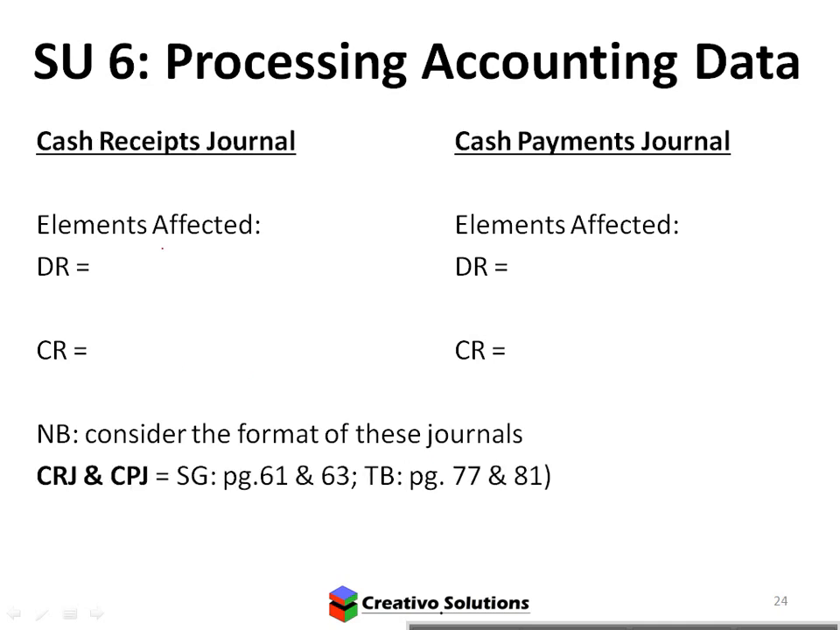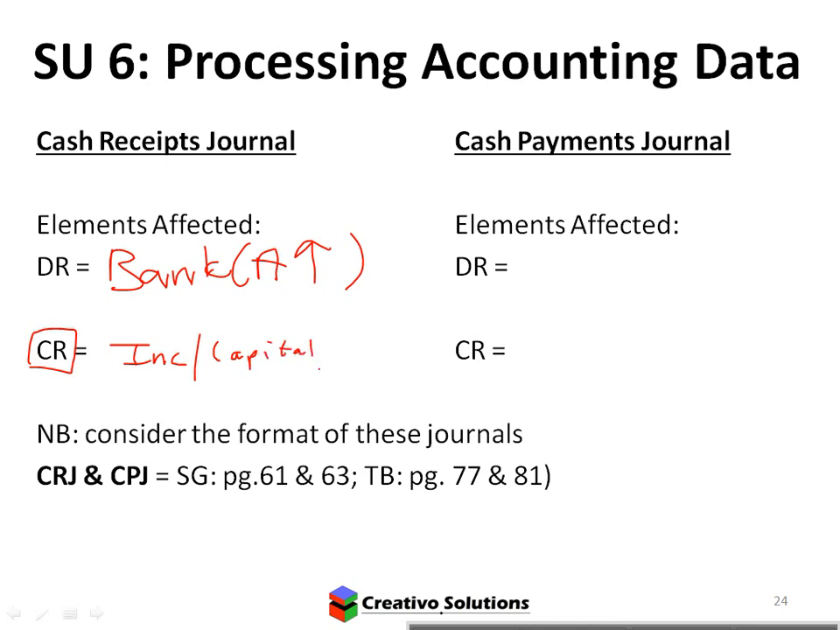Okay, I didn't write that. Let's write it in. Bank, asset increase. Okay, the credit could be for anything else. It could be for income. It could be for capital. Okay, you're receiving something. There are other instances where you've received something, but this is the NB.